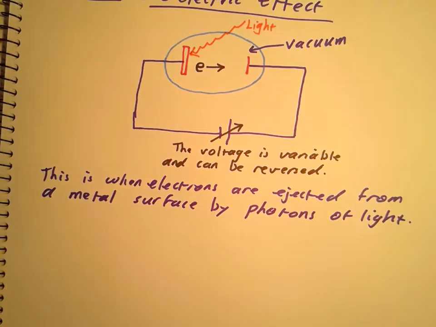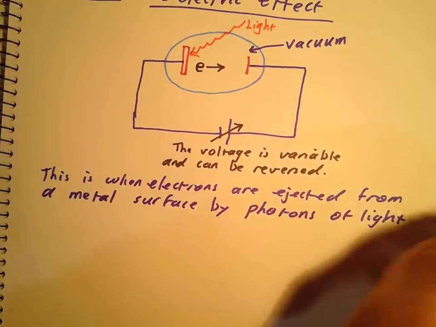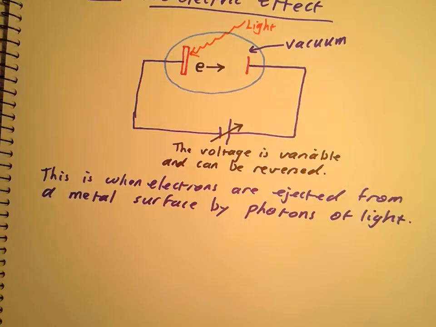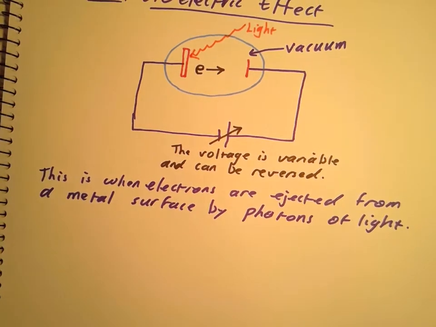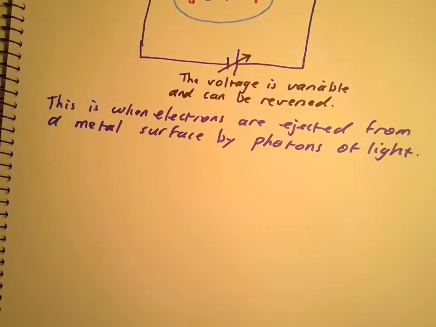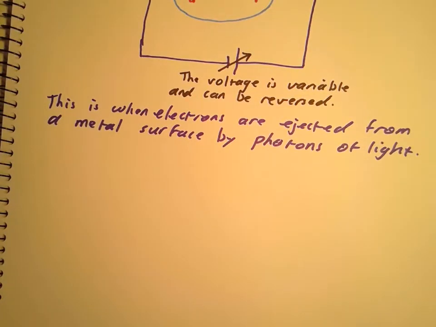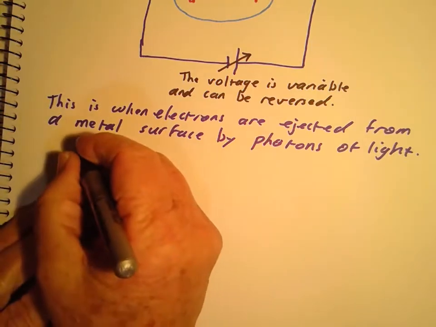Hence the photoelectric effect, because it's electrons being created by a light photon smashing into a metal surface. Now, everything from there on is simply about understanding the maths and the interchanges in all of this.